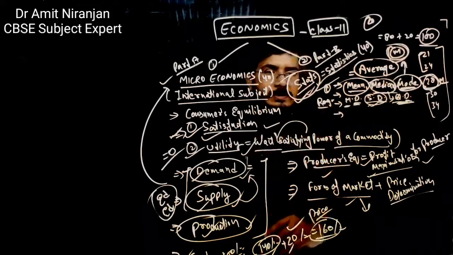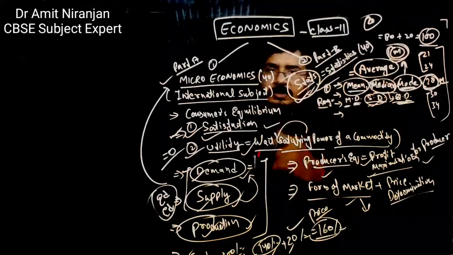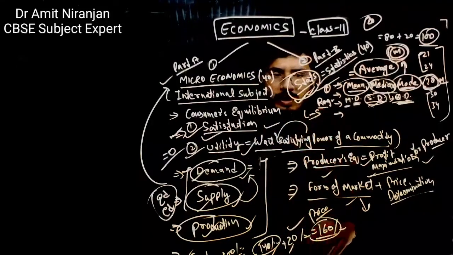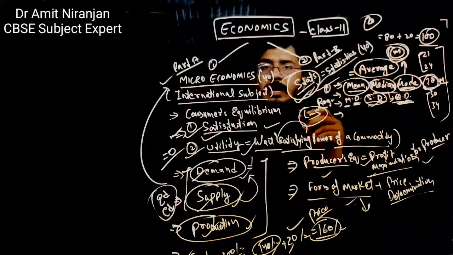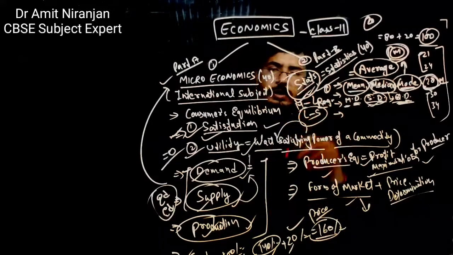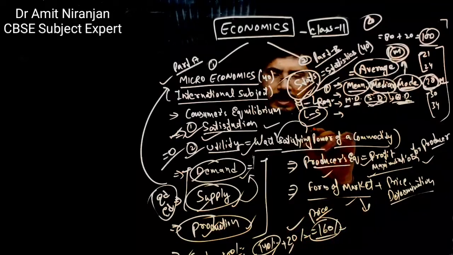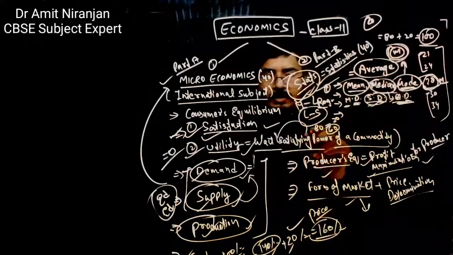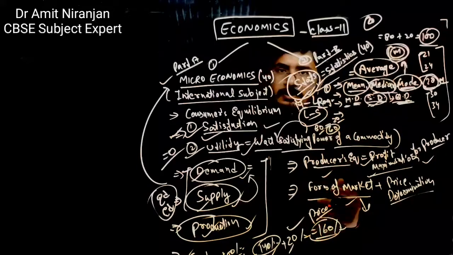Range means the difference between the largest and the smallest value, L minus S, right? Largest minus the smallest. This is called the range. Suppose the highest marks minus the lowest. So in class, the highest marks is 80 out of 80 and the lowest is 20. So what is the range? Range is 80 minus 20, that is 60. 60 is the range because largest minus smallest. This is all about the range.